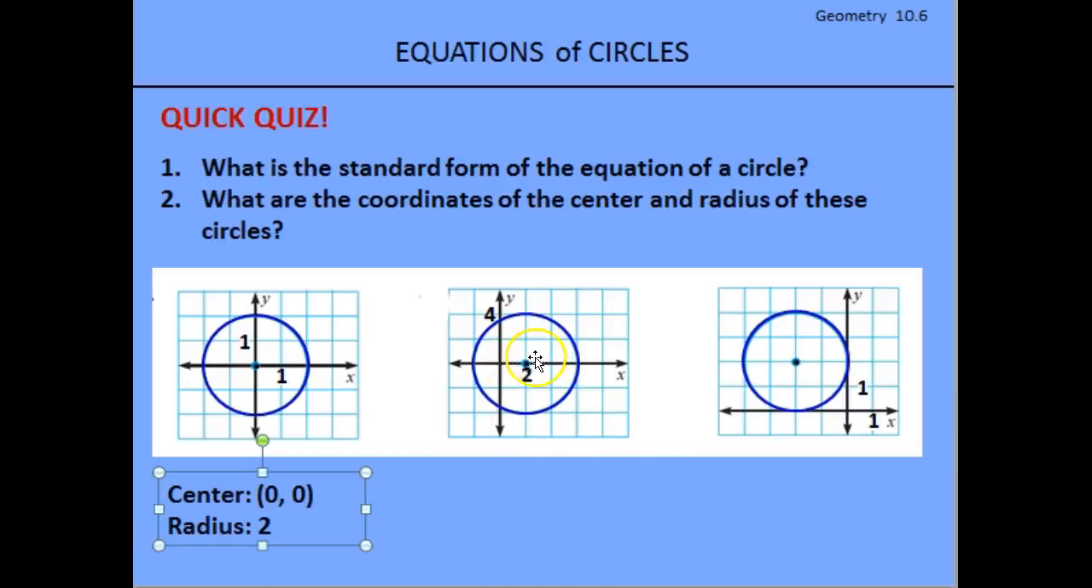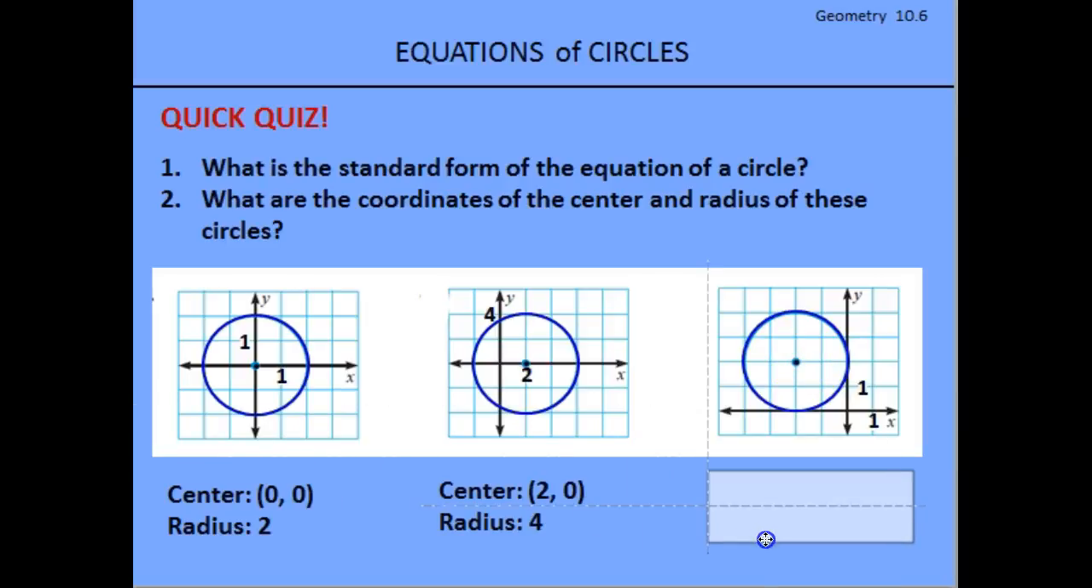Here, just because this is a 2, doesn't mean our center is at 2. It's at 2, 0, and our radius is 4. So our radius is 4. Our center is at 2, 0. Finally, we're on the other side. We're going to go to negative 2, up 2. So our center is at negative 2, 2, and our radius is 2. And there we go for those.